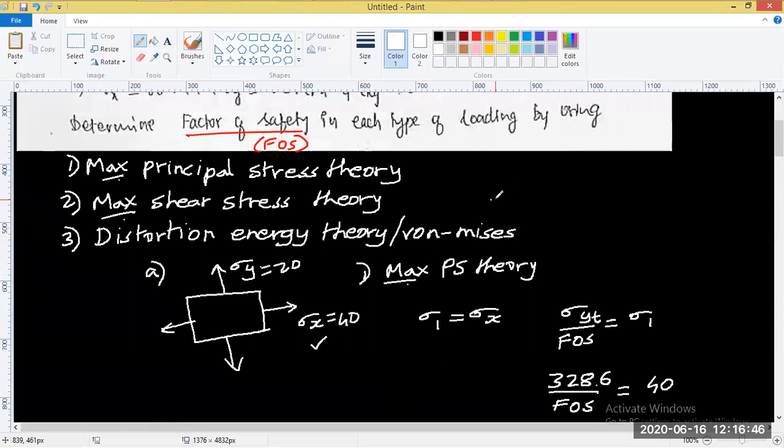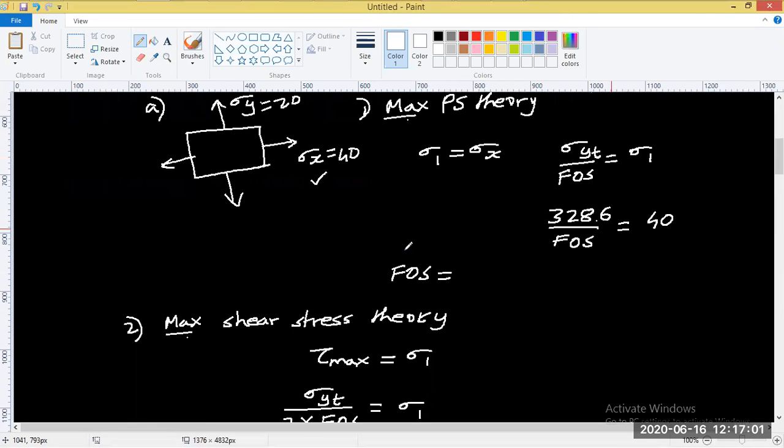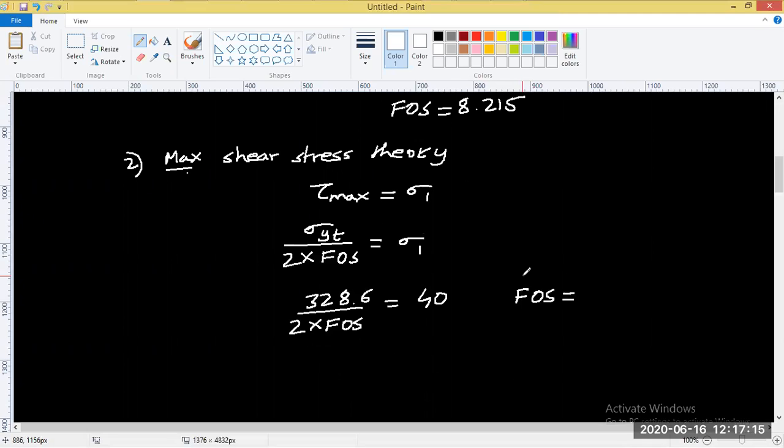Is this 328.6 divided by 40? So this is giving me a factor of safety of 8.215. That's the factor of safety. Then suppose considering this maximum shear stress theory, there's half of that. So factor of safety is 4.1075. So you can see how drastically it has reduced.